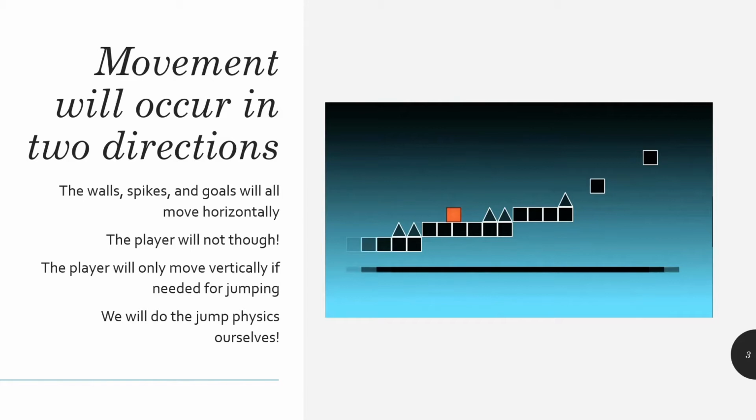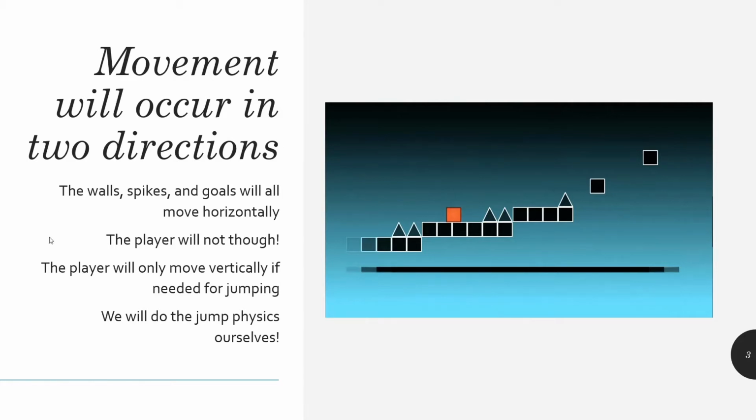So the walls, the spikes, and the goals are all going to move horizontally. The game is going to look like the player is the one that's moving, but in reality, everything but the player is going to be moving. It's kind of like the Flappy Bird game from earlier. It feels like everything's moving, but it's not. It feels like the player is moving, but the player is actually the only thing that is not moving.